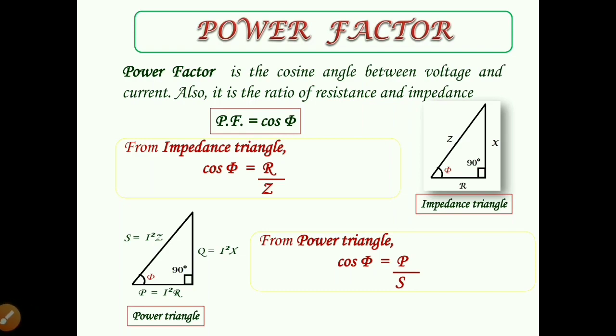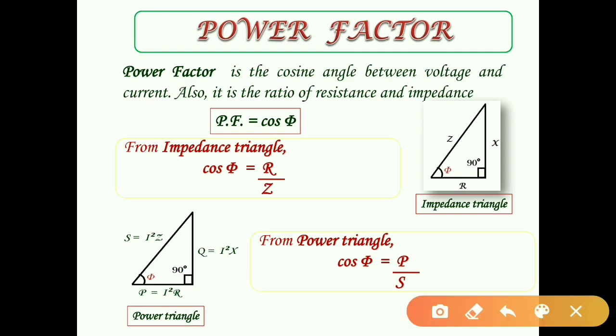Power factor. Power factor is the cosine of the angle between voltage and current. Also it is the ratio of resistance and impedance, which is R by Z. Another relation for power factor is from the power triangle, which is P by S. Here P is active power and S is apparent power.